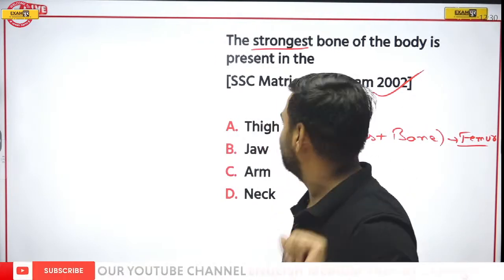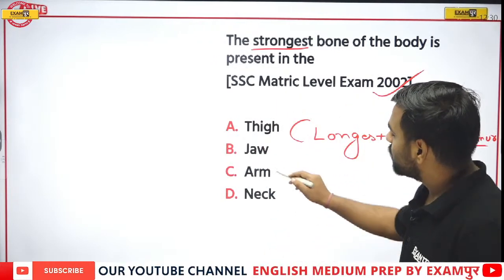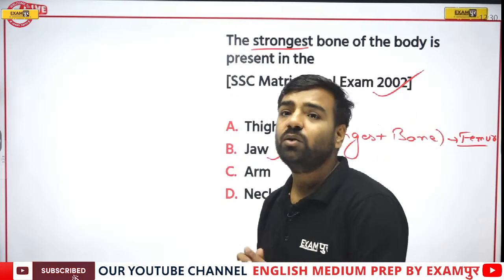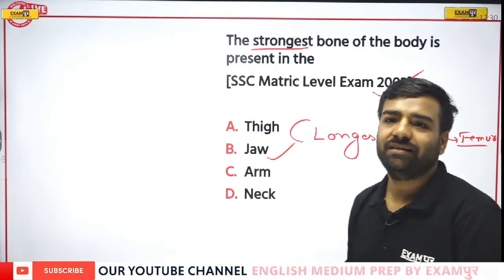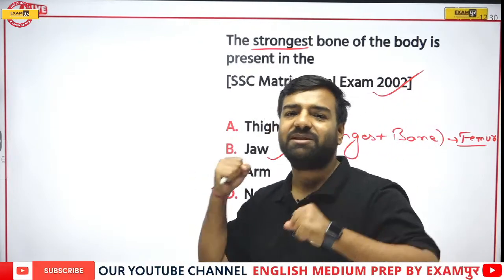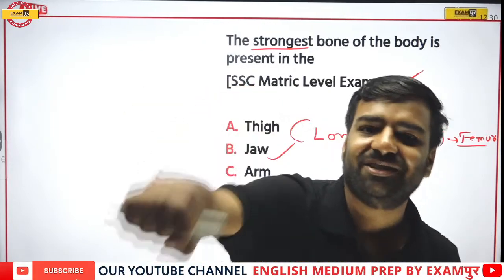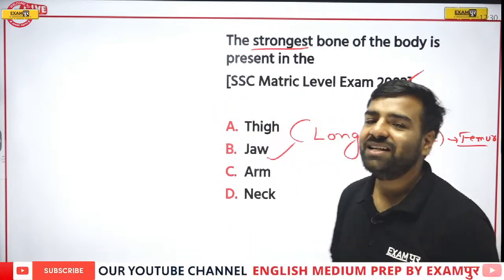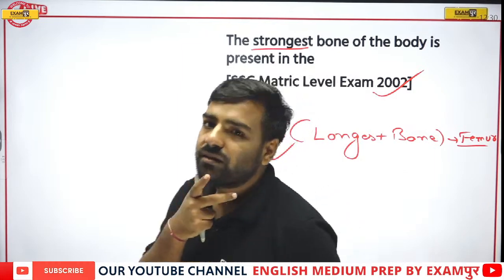So Dilip is with B. Dilip is saying, sir, jaw will be the correct answer. And yes, jaw is the correct one. No, Ravindra, arm is not the correct one. I think, Ravindra, you are thinking that the arm is the strongest because when I give a punch, it hits harder. That's not the strongest one. The strongest one is your jaw.